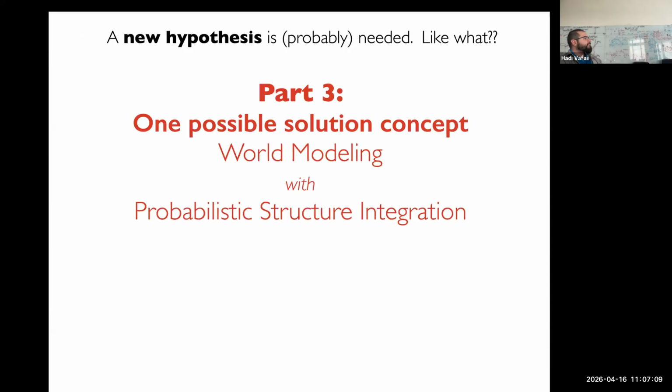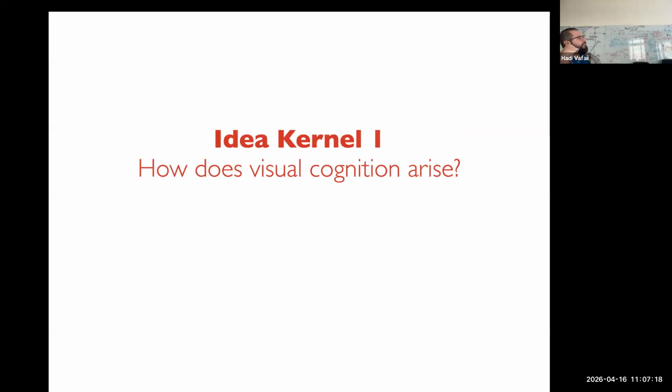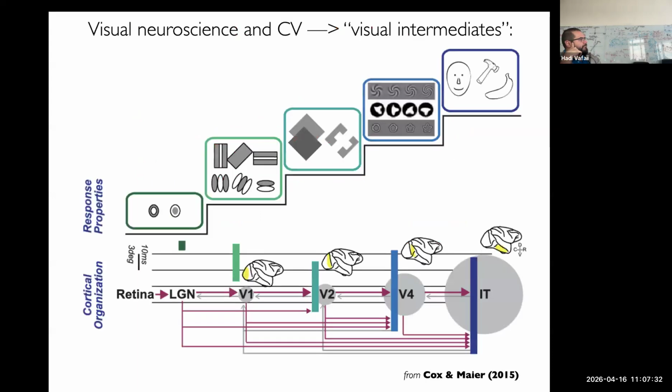What I'm going to start doing, relative to the problem that I've just posed, is present one possible solution idea. So I'm going to tell you some kernels of this idea. First of all, where do we think visual cognition arises from, given our insights in cognitive science and neuroscience? In a way, this is an inspiration. In visual neuroscience, we know there are these visual intermediates, or at least this was how people thought about describing the visual pathway for a long time.